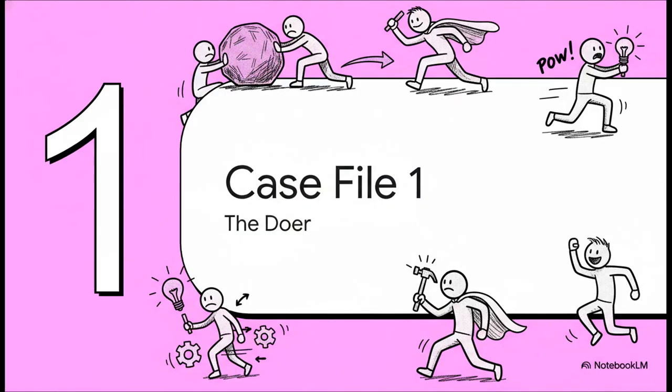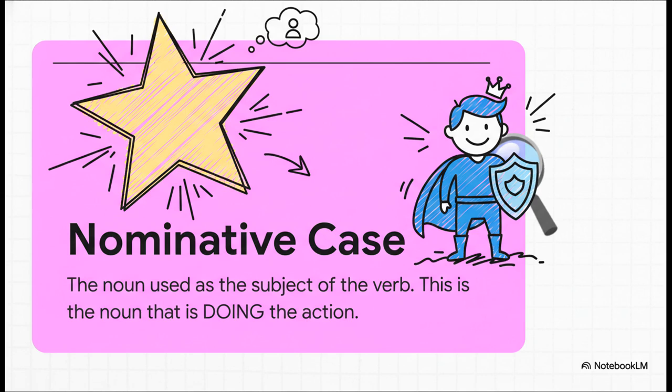Okay, our first case file is all about the noun that's right in the middle of everything, the one making all the moves. We call this one the doer. The official top secret name for this is the nominative case. This noun is the absolute star of the show. It's the person, place, or thing that is actually doing the action. Think of it like the main character in a movie.